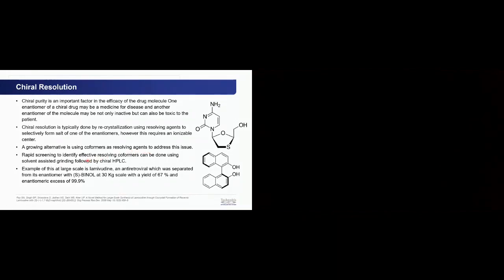An alternative, which is being investigated increasingly, is the use of co-formers as resolving agents. You can do these rapid screening tests using the processes outlined previously, followed by chiral resolution to see if you've been able to refine your chiral resolution. An example here on large scale is lamivudine, an antiretroviral, which was separated from its enantiomer using S-BINOL at 30 kilograms, and then was further purified to give a 99% enantiomeric excess. So this is being able to use an alternative to salts for chiral resolution.